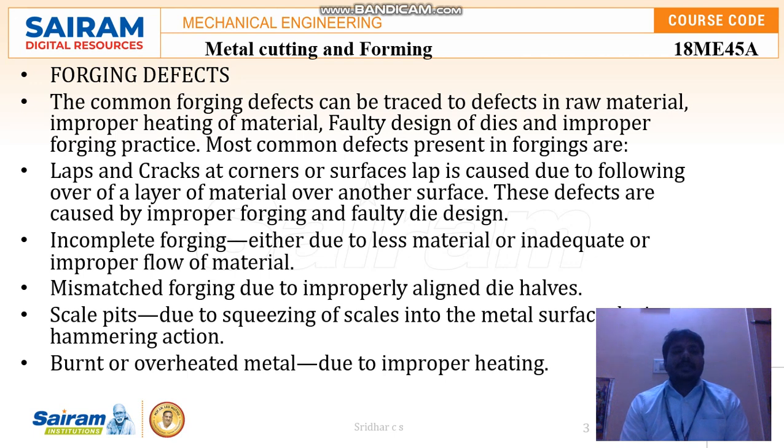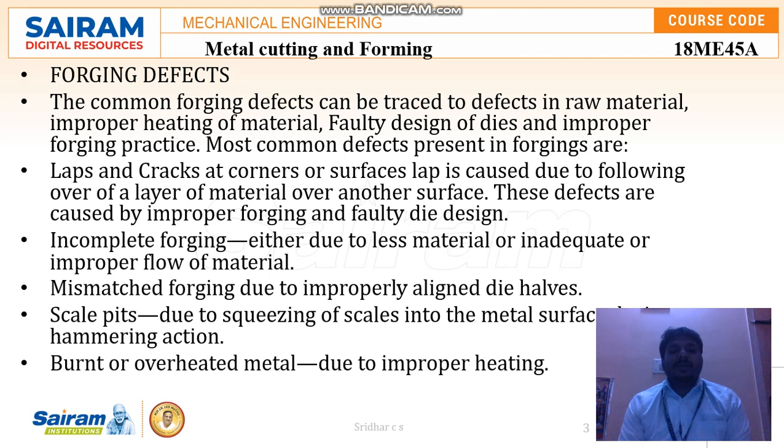See, mainly the major defects that occur during forging are because of the raw material and improper heating of the material. If you are not able to heat the material properly, the grain structure is completely filled. Whenever you heat the material to the required temperature, the grain structures will be free. At that time, you apply the load, and the material is able to bend into the required shape, size, or structure.